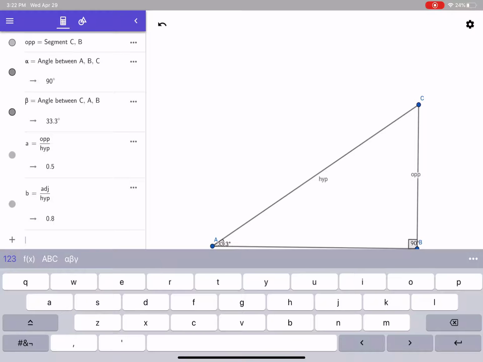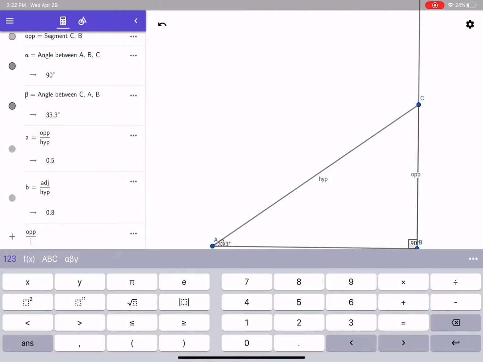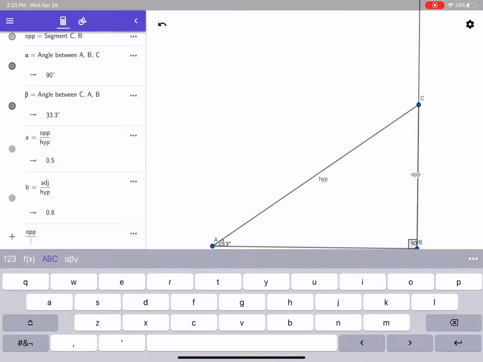All right, I've got one more ratio to measure, and that is my opposite over adjacent. So OPP divided by ADJ.